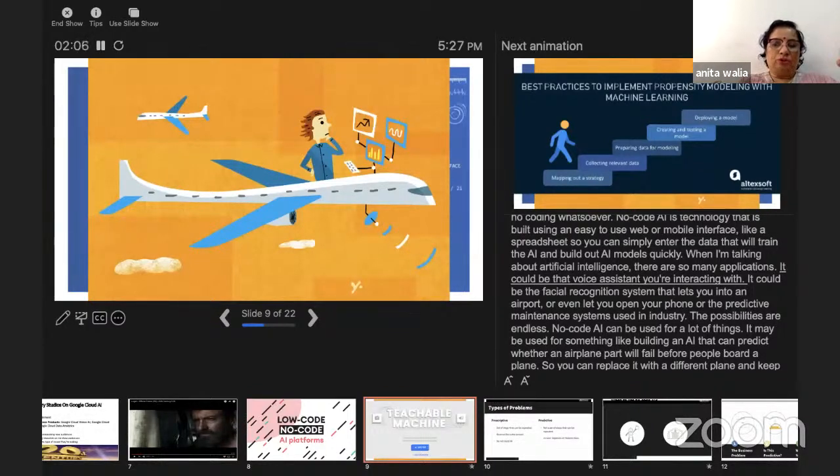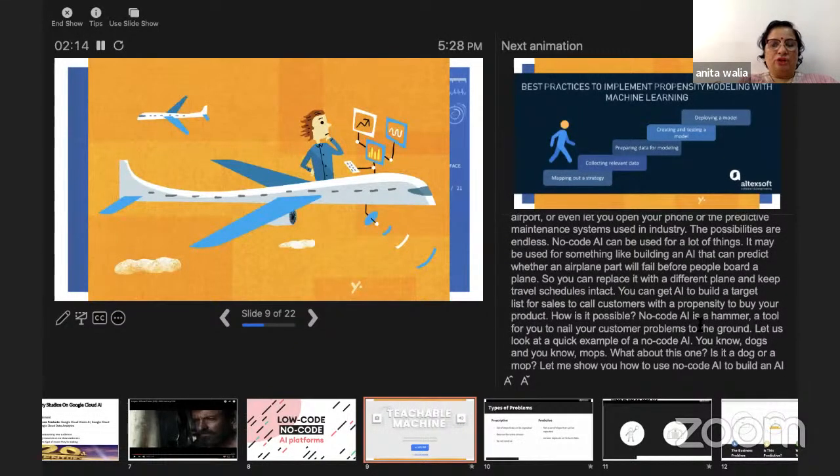Now, is this possible with no code AI? Can no code AI be used for a lot of things? Can it be used for building an AI which can predict whether an aeroplane part will fail before the people board a plane? You might have heard about the Ethiopian and the other aircraft crash which happened, and there was a Boeing part which had used a kind of system to avoid these kinds of accidents. What happens when a plane takes off? It has to go at a particular angle up and then come into a level, straight angle, and then it has to move to the destination.